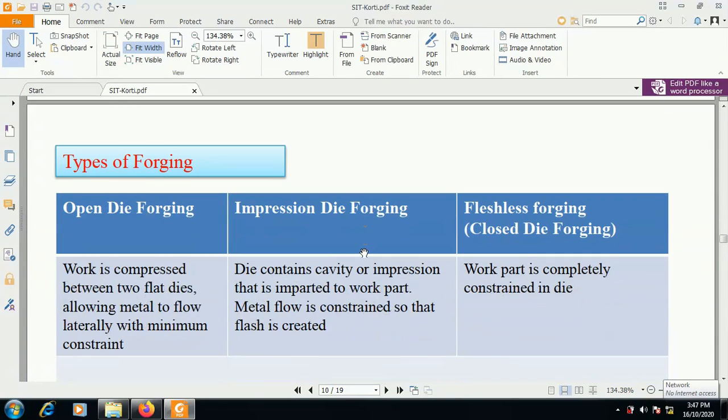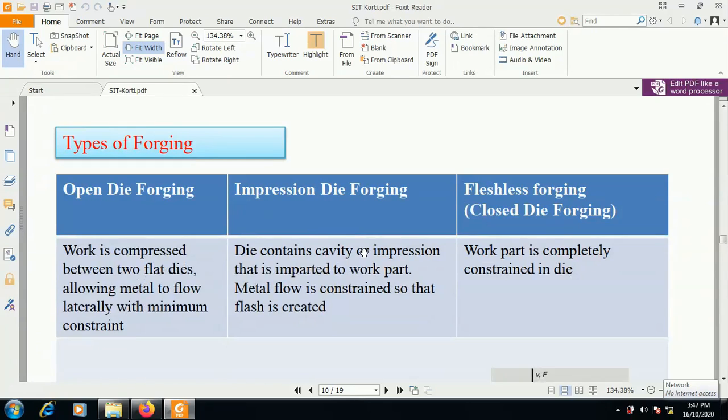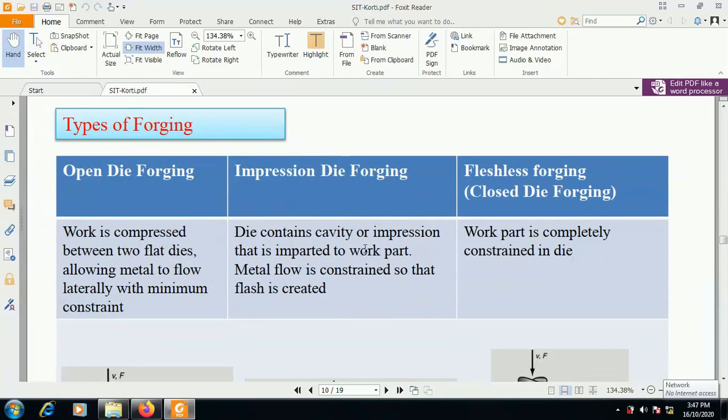Again we will continue with the types of forging. This classification is made according to the symmetry of the dies, whether the die is open die, impression die or flashless forging. First is open die forging. Work is compressed between two flat dies, means in case of open die forging the dies are completely flat. The dies do not carry any kind of design.